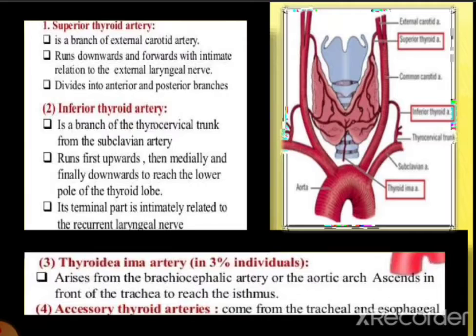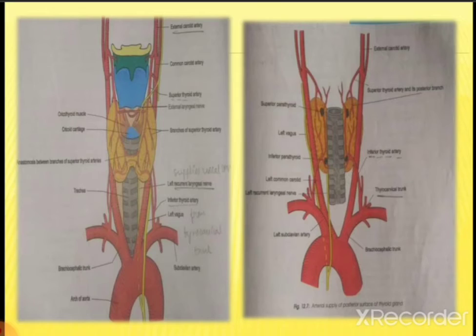Now the arterial supply. The thyroid gland is supplied by the superior thyroid artery and the inferior thyroid artery. The superior thyroid artery is a branch of external carotid artery and inferior thyroid artery is a branch of thyrocervical trunk. The second branch which is supplying the thyroid gland is thyroidea ima artery. It arises from the brachiocephalic trunk and it is present only in 3% individuals. Also, thyroid gland is supplied by accessory thyroid arteries which are the branches from tracheal and the esophageal arteries. So this is the arterial supply.